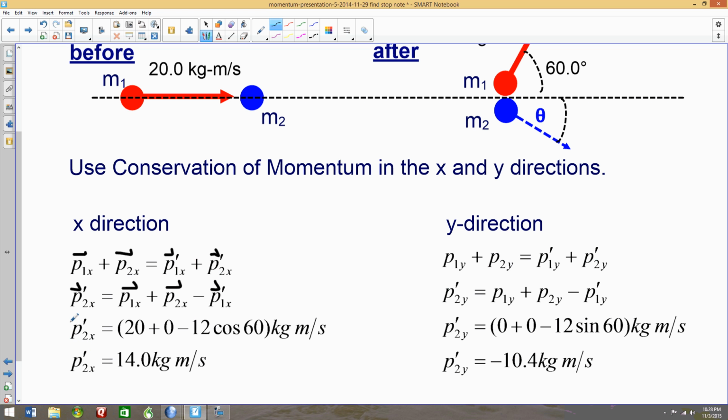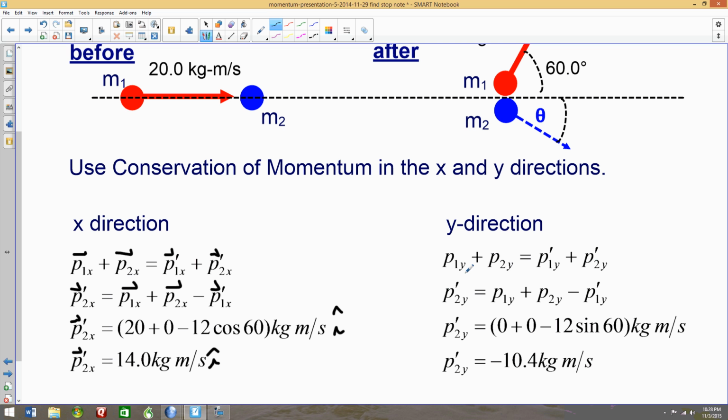Okay, so p2x prime is going to be the 20 kilograms meters per second plus 0 minus the 12 cosine of 60. Let's give it a direction. And that ends up giving us the final momentum for particle 2, m2, after the collision in the x direction as being 14.0 kilograms meters per second i hat.